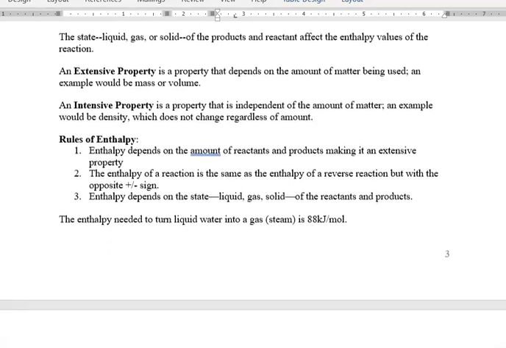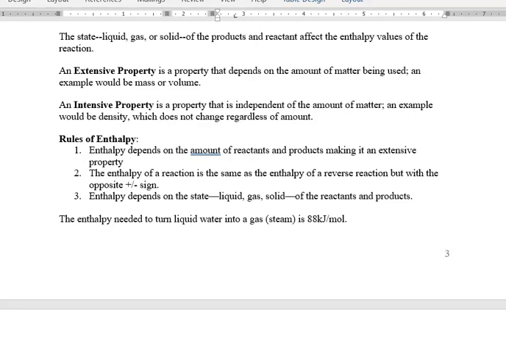The rules of enthalpy. So enthalpy depends on the amount of reactants and products, making it an extensive property. In other words, if you burn 1,000 grams of methane gas, you're going to get a lot more heat, a lot more enthalpy coming out than if you only burned 1 gram. So the amount of matter does make a difference. The enthalpy of a reaction is the same as the enthalpy of a reverse reaction, but with the opposite sign. Okay?